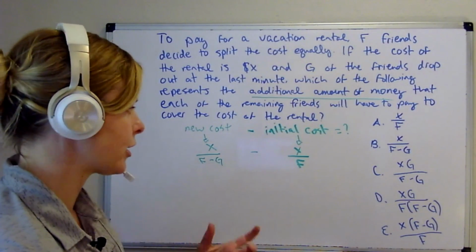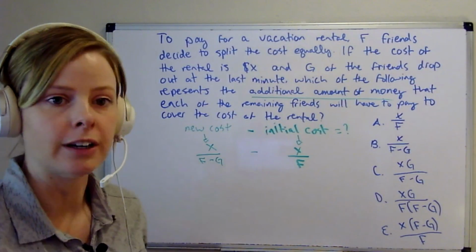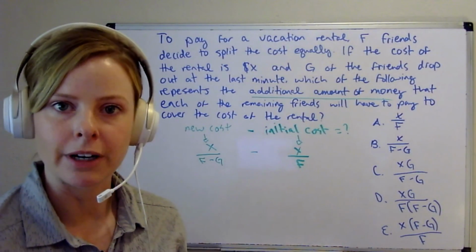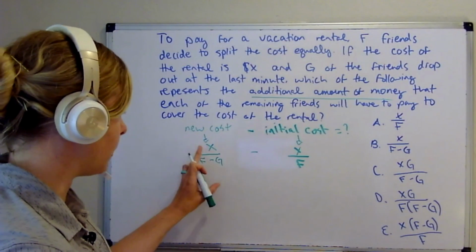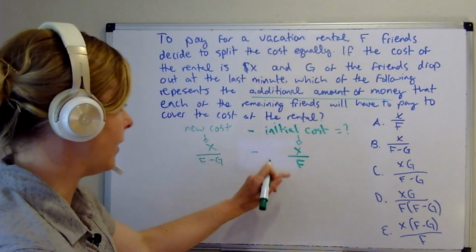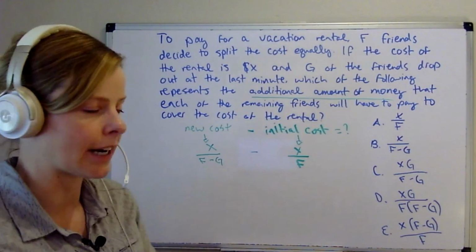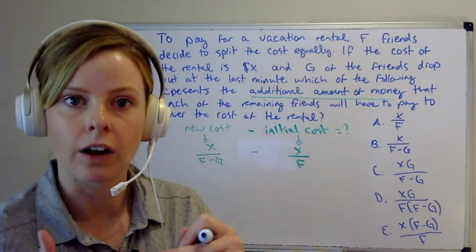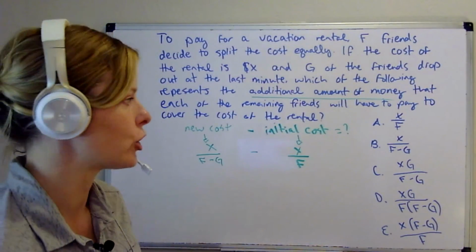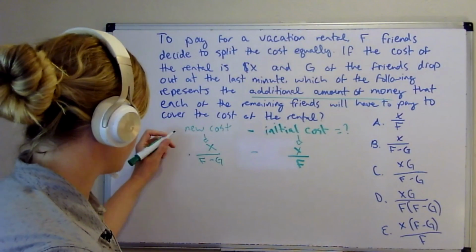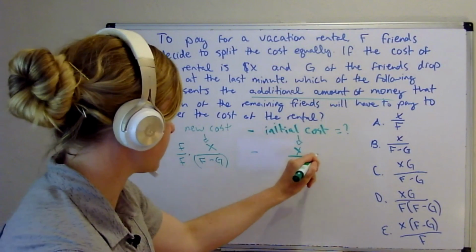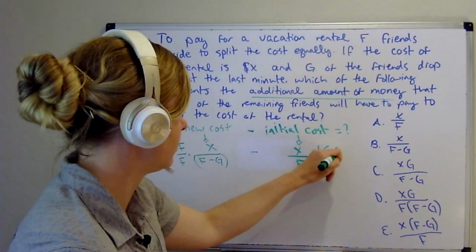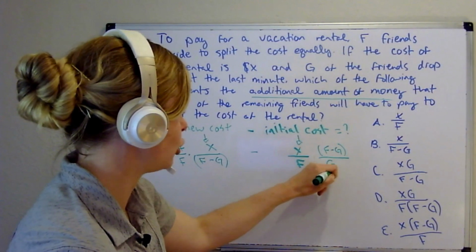In order to combine fractions, just like you combine any other fraction, what we're looking for is a common denominator between the two. So what I'm going to do is multiply this one by this denominator, and this one by this denominator, because then I know that I'll end up with something consistent along the bottom of both pieces of the fraction. So we will multiply this by f over f, and we will multiply this by f minus g over f minus g.